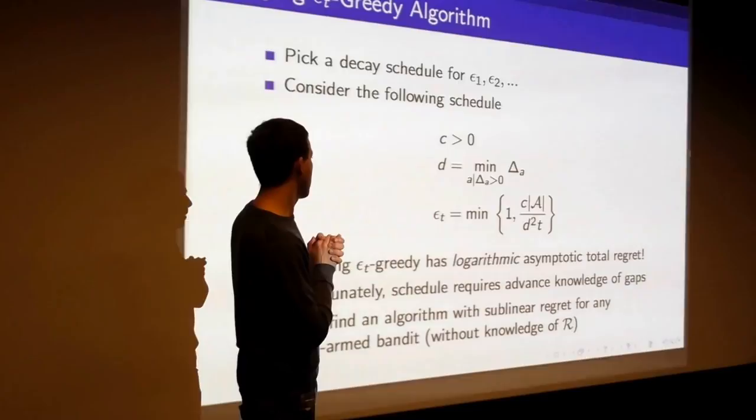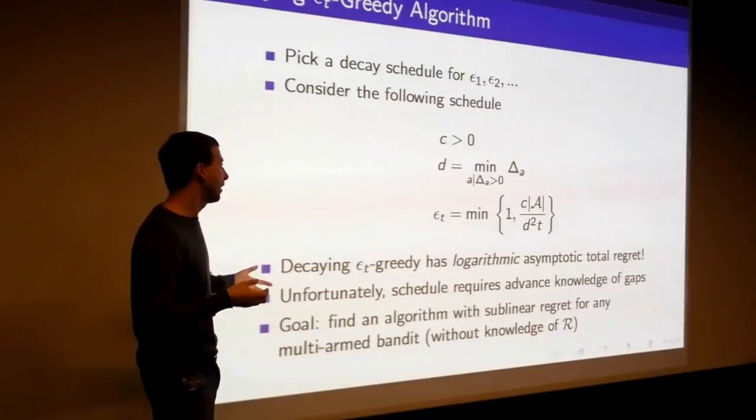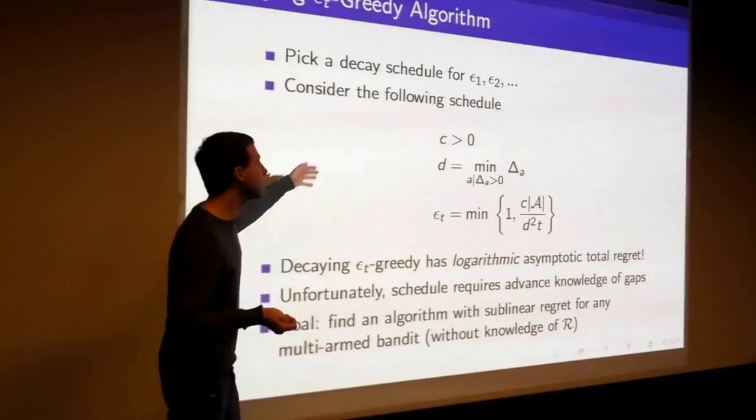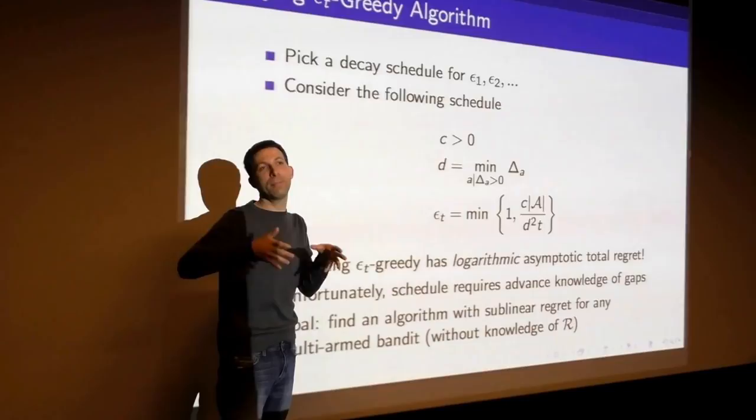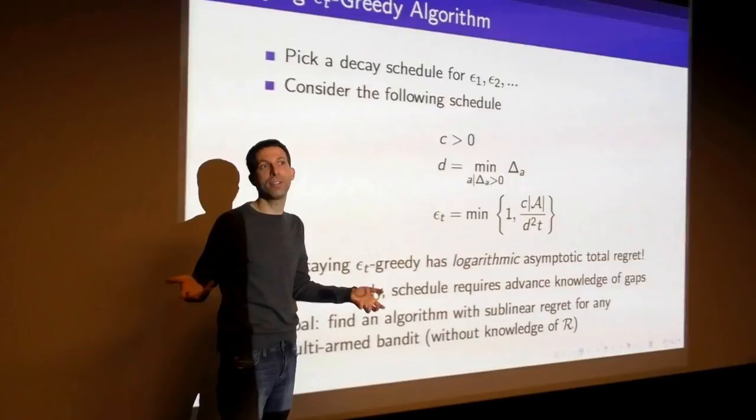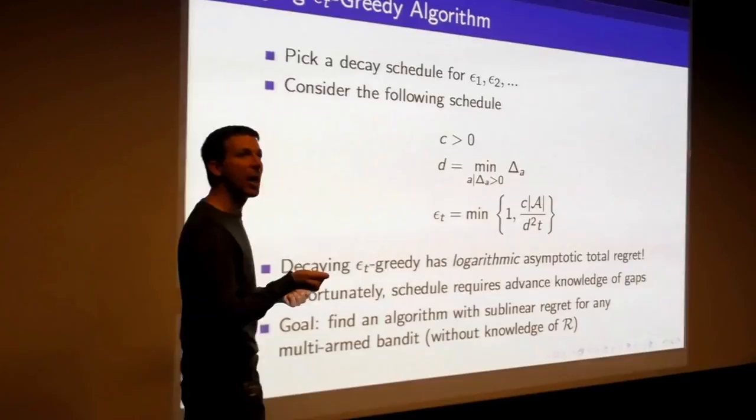I think the main surprise here is that even this very naive approach actually has logarithmic asymptotic total regret. So if we knew these gaps, we could. What all this is saying is that epsilon greedy has the amazing property that if you decay epsilon according to the right properties, you essentially achieve the best results that you can get with bandits, give or take a constant factor and a term or two. The only problem is that we don't know in advance what that schedule should be.